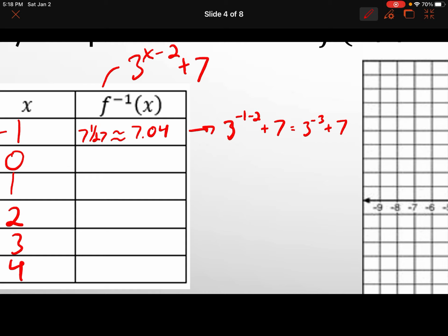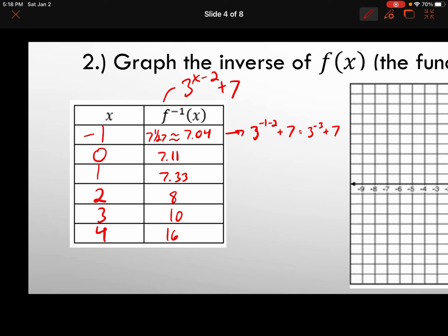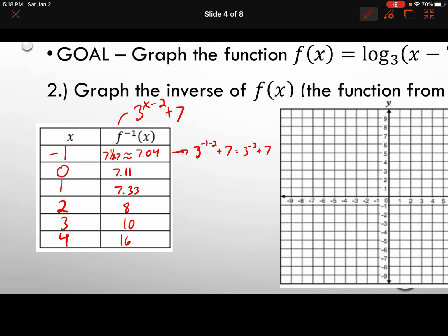So f of 0, f of 1. I'm plugging my values into Desmos, but once again, you could just do this in a calculator. You end up with the same thing, but if you don't have a calculator, you can always use Desmos. For the rest of the values, you should end up with 7.11, 7.33, 8, 10, and 16. Those are the values you end up with if we plug our values into the inverse function.